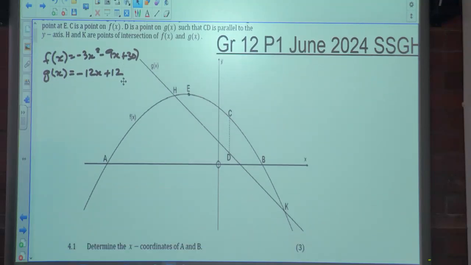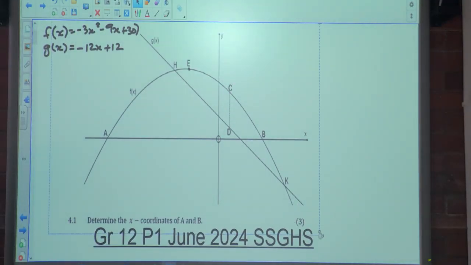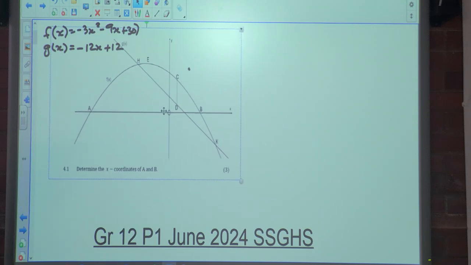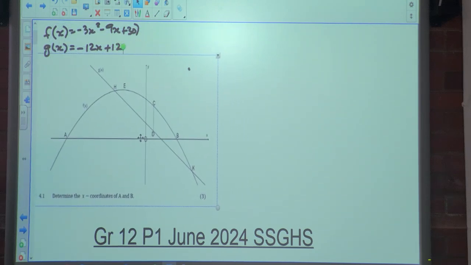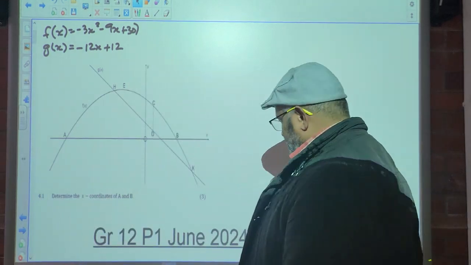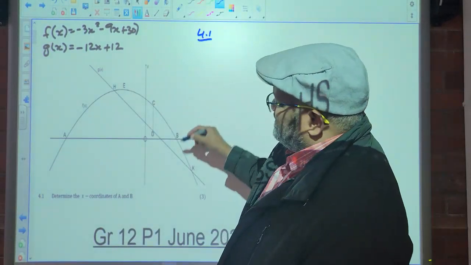I'll take it up now. So minimize this a bit. Right, first question. The question says, determine the x coordinates of A and B. So how do we calculate the x-intercept? At y equal to 0.